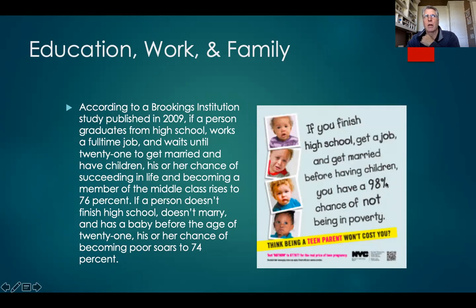I'm trying to think of the governor at the time, or the mayor of New York. I think it was New York City, because they were having some poverty issues. So they put this kind of promo ad out. If you finish high school, get a job, and get married before having children, you have a 98% chance of not being in poverty. Huh, kind of interesting.